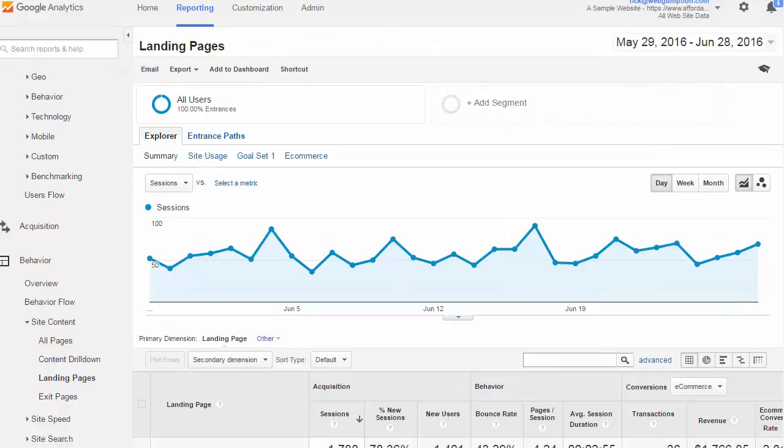Landing pages. The landing page report highlights the top landing pages on our website and some of the key metrics. To access this report, you want to go left nav, behavior, site content, and then landing pages.